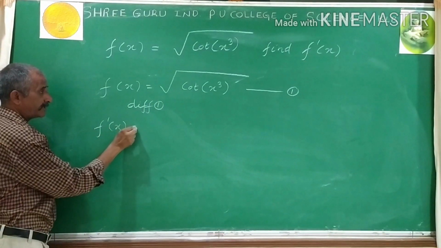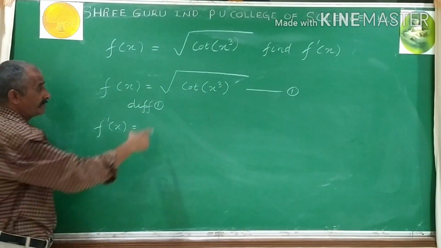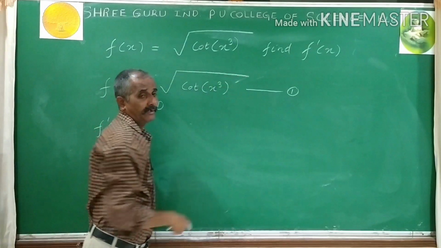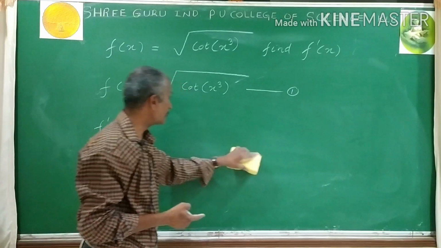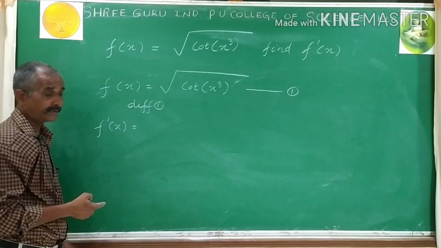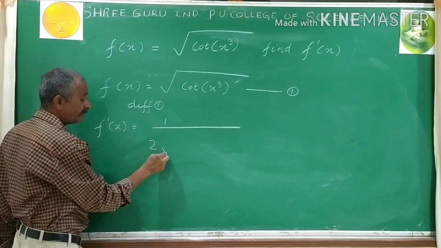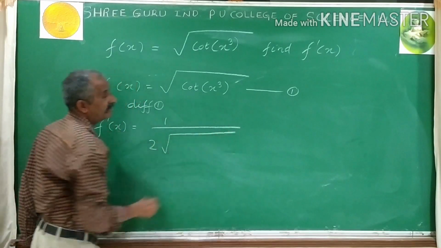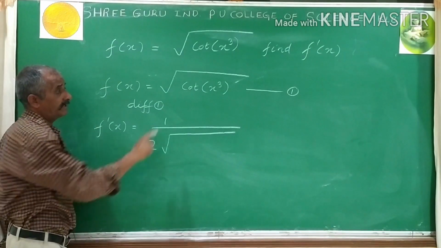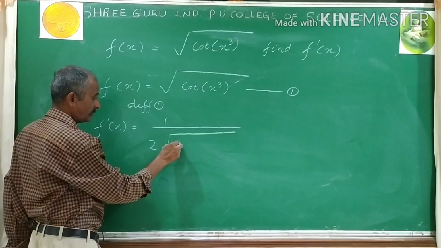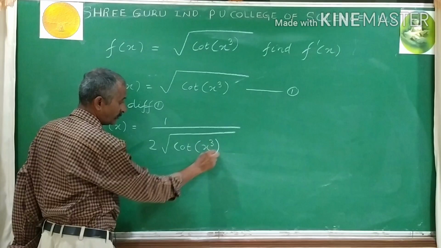Now we have some experience in this composite function, so one step can be taken directly. The first coming function is square root. It is just like square root of x type. That's why the differentiation of square root of x is 1 by 2 root x. The format will not change: 1 by 2 root of x. But x here means not x, but cot of x cube. So 1 by 2 into square root of cot x cube.